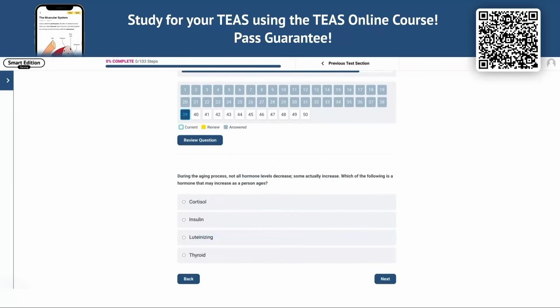During the aging process, not all hormone levels decrease. Some actually increase. Which of the following is a hormone that may increase as a person ages? Cortisol, insulin, luteinizing, or thyroid?